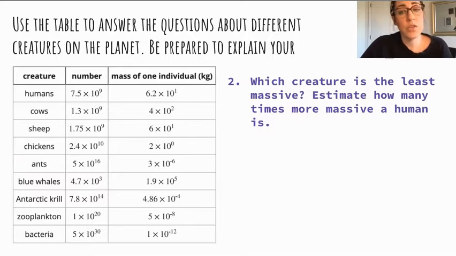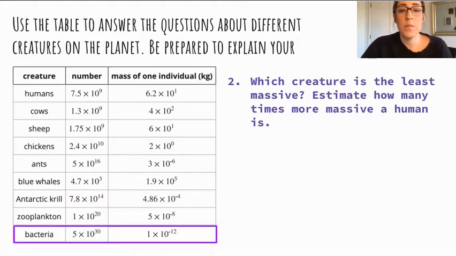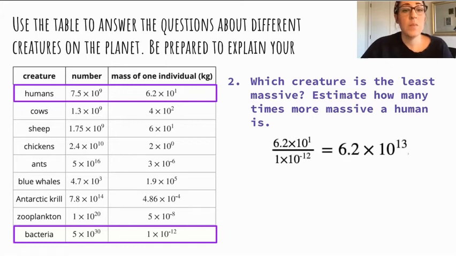Question 2 says which creature is the least massive and estimate how many times more massive a human is. So we're going to be looking at bacteria because bacteria is the least massive. You see its exponent is to the -12. And then we're comparing that to the humans to see how many times more massive a human is. So we're going to be dividing again. We're going to do the humans divided by the bacteria. So we have 6.2 divided by the 1, which is still 6.2.